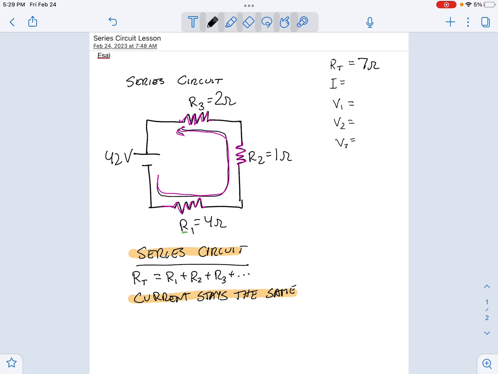Next, we're going to solve for the current. And remember, we can do that for the whole system. We know that the total resistance, that's what the T stands for, is 7 ohms. And we know that the total voltage is 42. So now we can say, okay, VT is equal to the current times the total resistance. So we have 42 is equal to I times 7. We divide both sides by 7, and we end up getting I is equal to 6 amps.